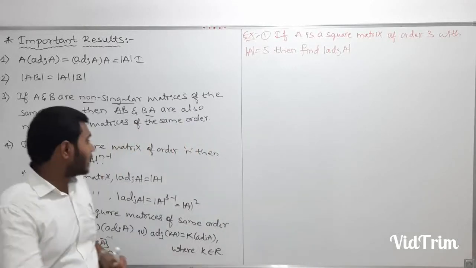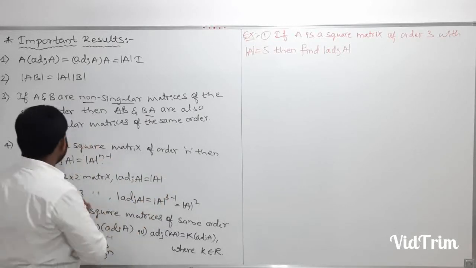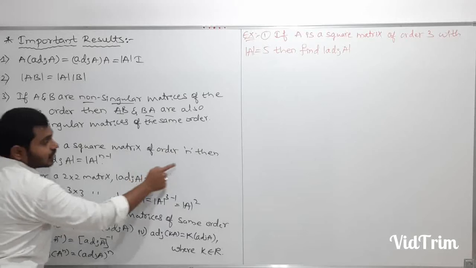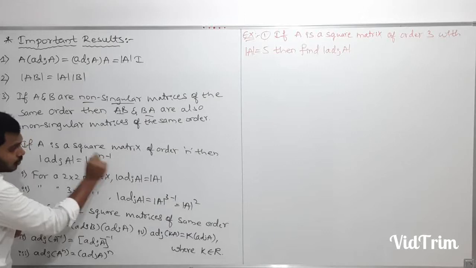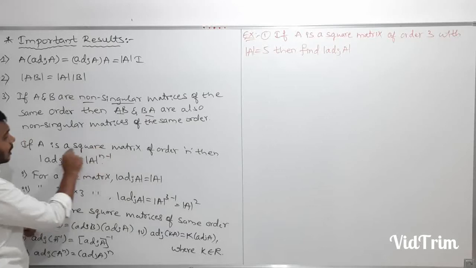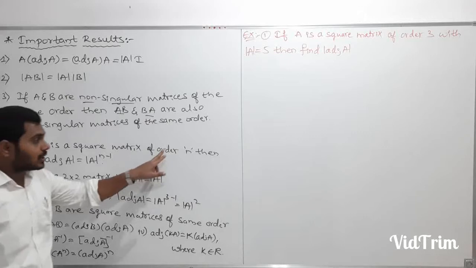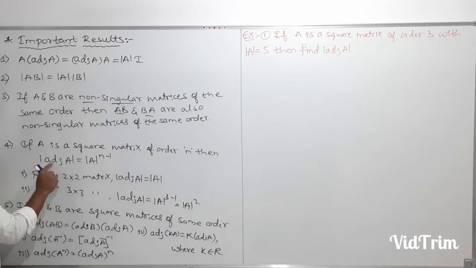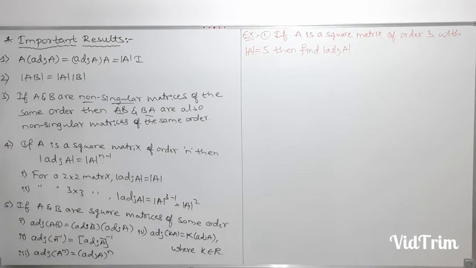Then I discussed, if A is a square matrix of the order n, and you want to find the determinant of adjoint of A, then determinant of adjoint of A is equal to determinant of A whole to the power n minus 1, where n is the order of the matrix.